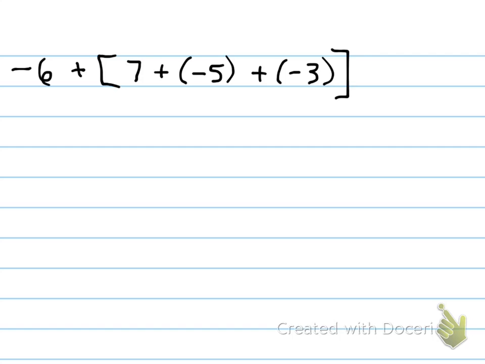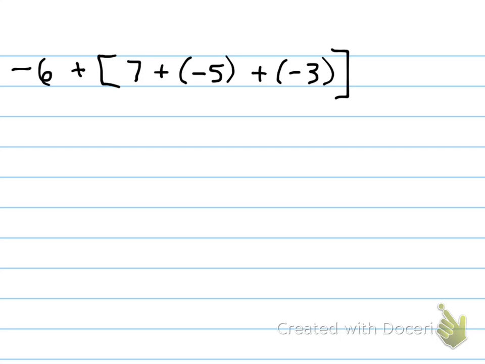Okay? So the one that has more parentheses. Negative 6 plus 7 plus negative 5 plus negative 3 in parentheses. Close your bracket.